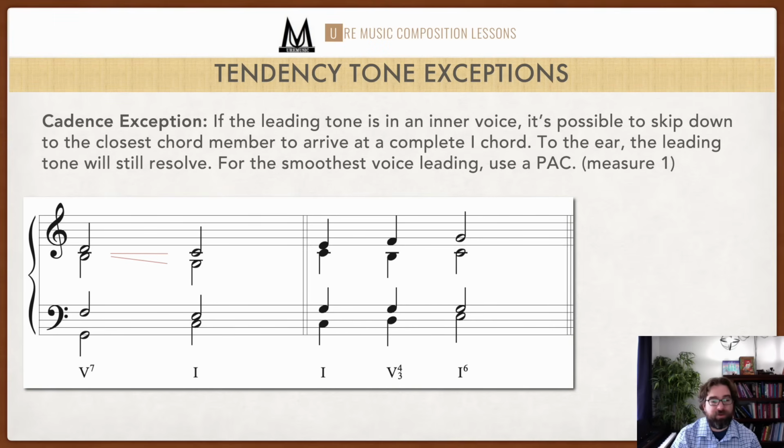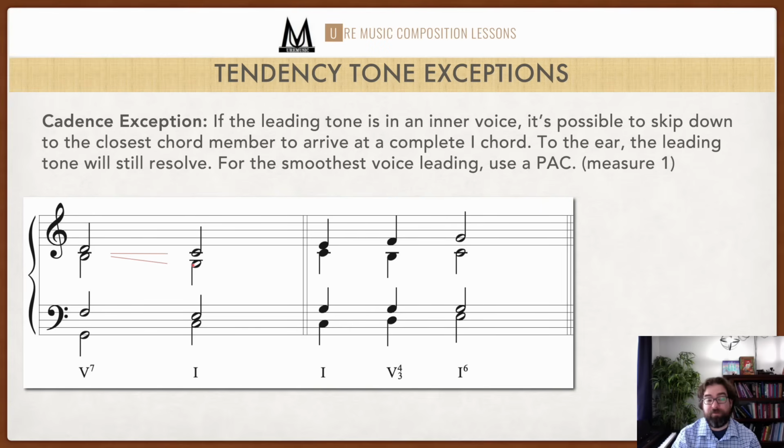So let's go into a little more detail on this. If the leading tone is in an inner voice, it's possible to skip down to the closest chord member to arrive at a complete one chord. So in this case, the leading tone of the 5/7 in the key of C, or the third of the 5/7 chord, just depends on how you want to view it, skips down to the G, which is a fifth of the one chord. To the ear, the leading tone still sounds like it's resolving.